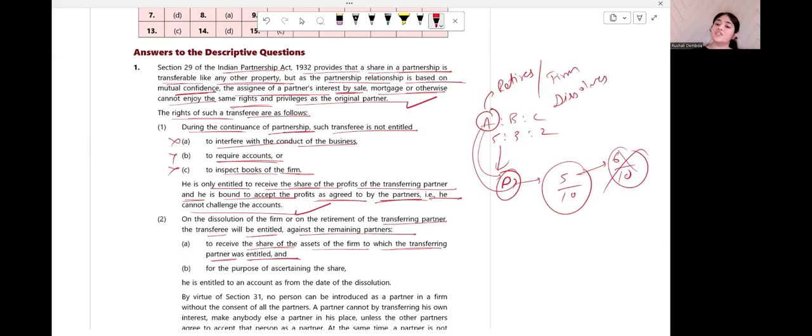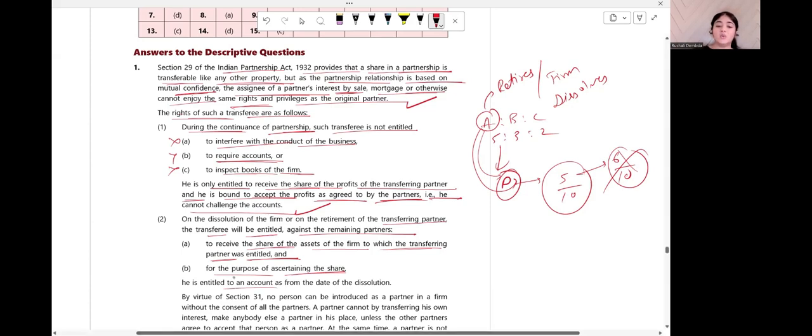Okay. Whatever share will be there in the property, in the house, in the office, money, etc., your jewelry or anything you have kept for your firm, all these things, the transferee partner will also have the same right. And for the purpose of ascertaining the share, you can also ascertain the share. If 5/10 is your share, you can see that 5/10 is given to you.